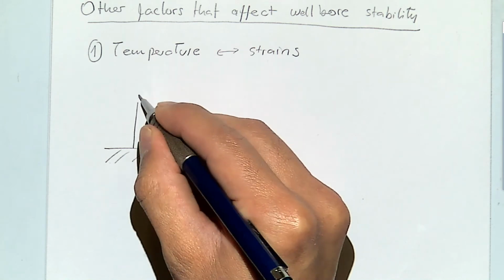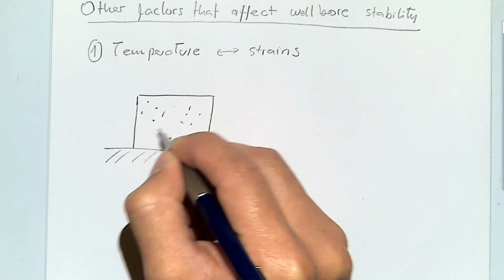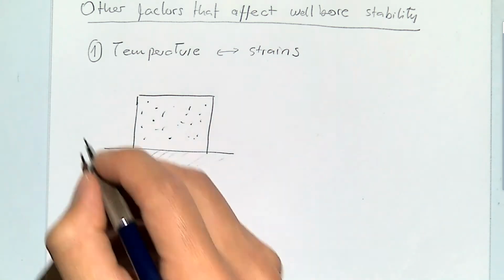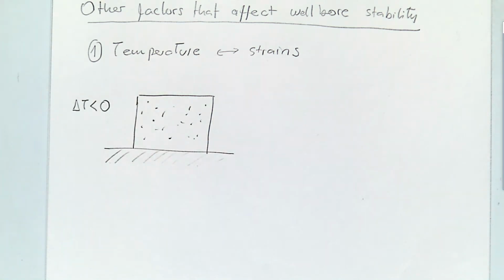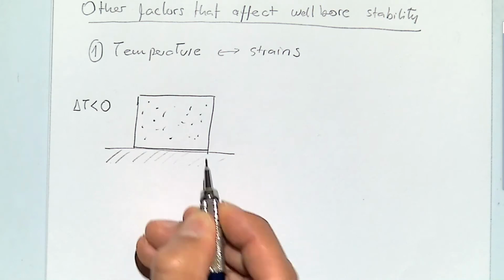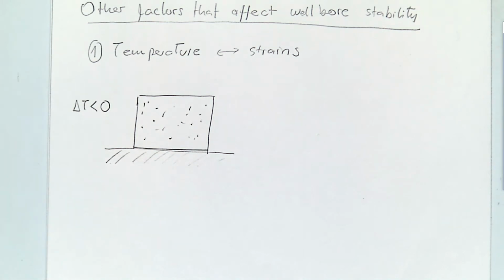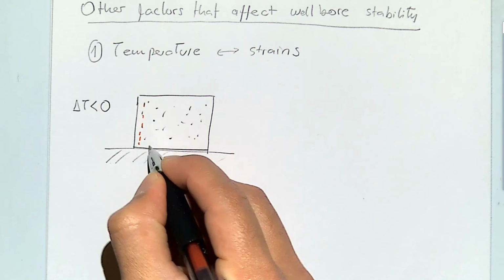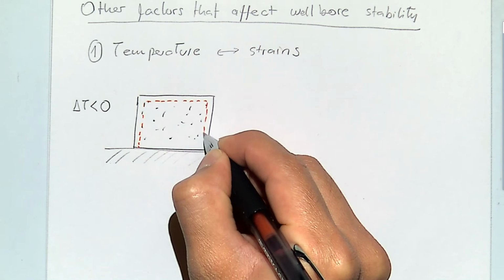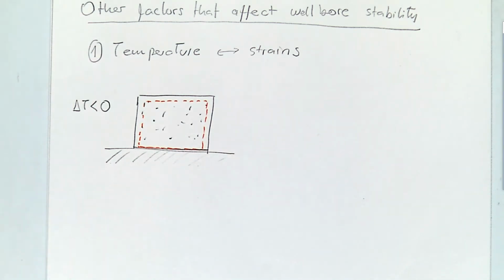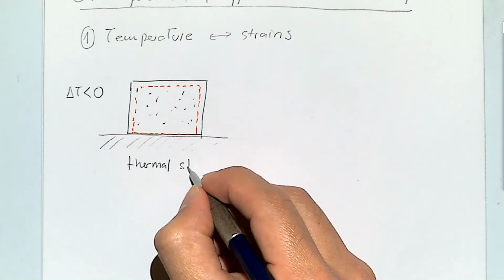So imagine that you have a piece of rock that is free to move in all directions, and let's say it's just sitting on the surface. If you lower the temperature, the rock will shrink, and that shrinkage is going to be proportional to something called the thermal dilation coefficient. Because this is a deformation caused by temperature, we call it a thermal strain.